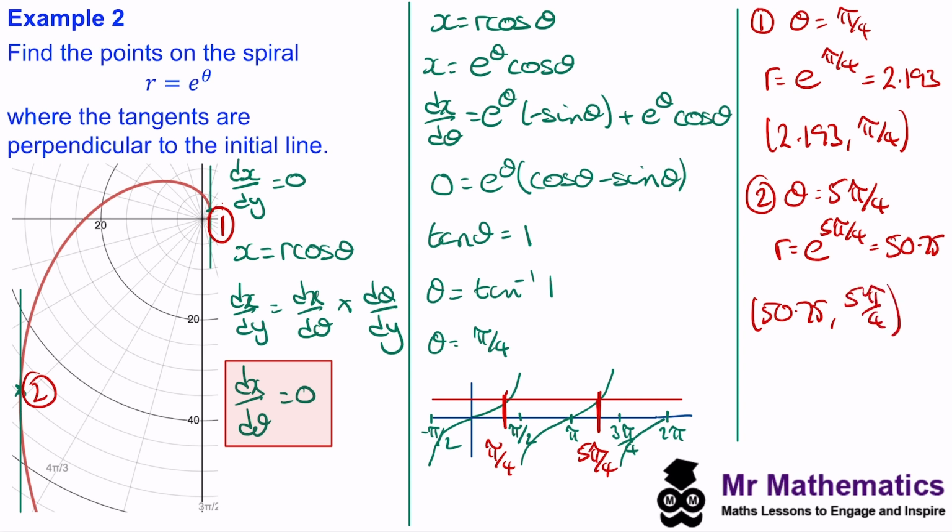Okay, so I hope that it's given you an idea on how to find the points on a polar curve which are either parallel or perpendicular to the initial line.